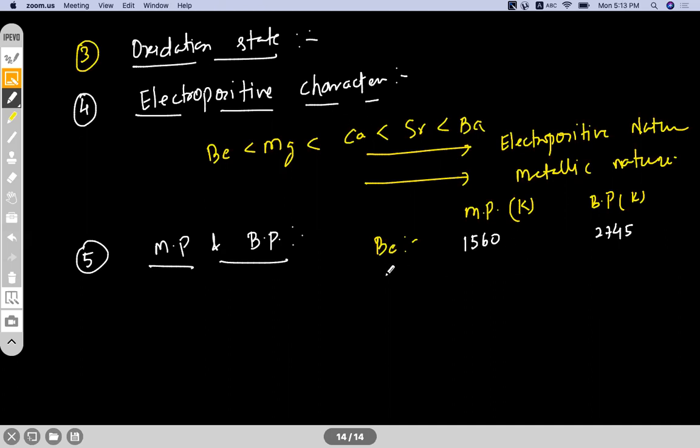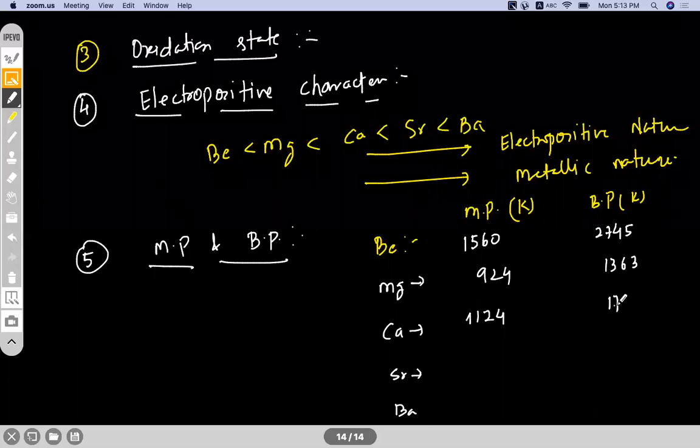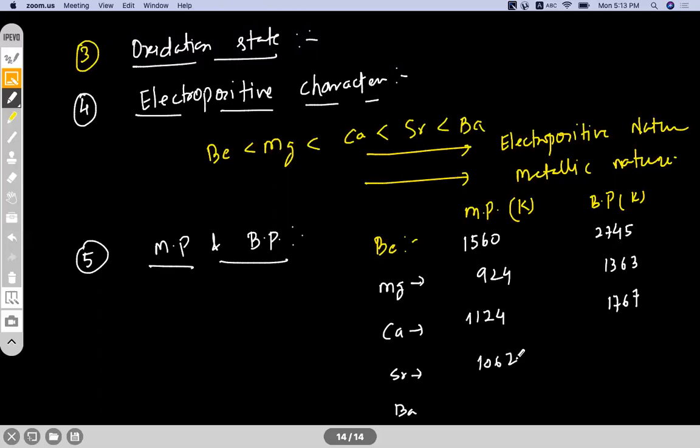Then we have magnesium, calcium, strontium, and barium. For magnesium it is 924, and this one is 1360. You see, it becomes almost half the value, right? Then again it increases, 1124, and 1763, 67. Then it is 1062 and 1655. It is 1002 and 2078.